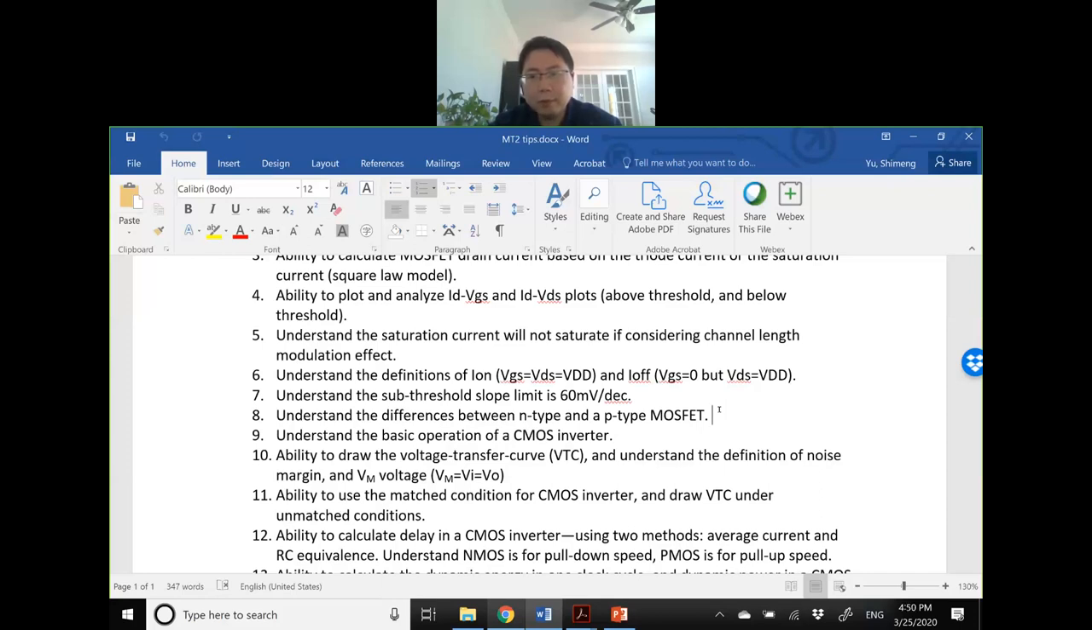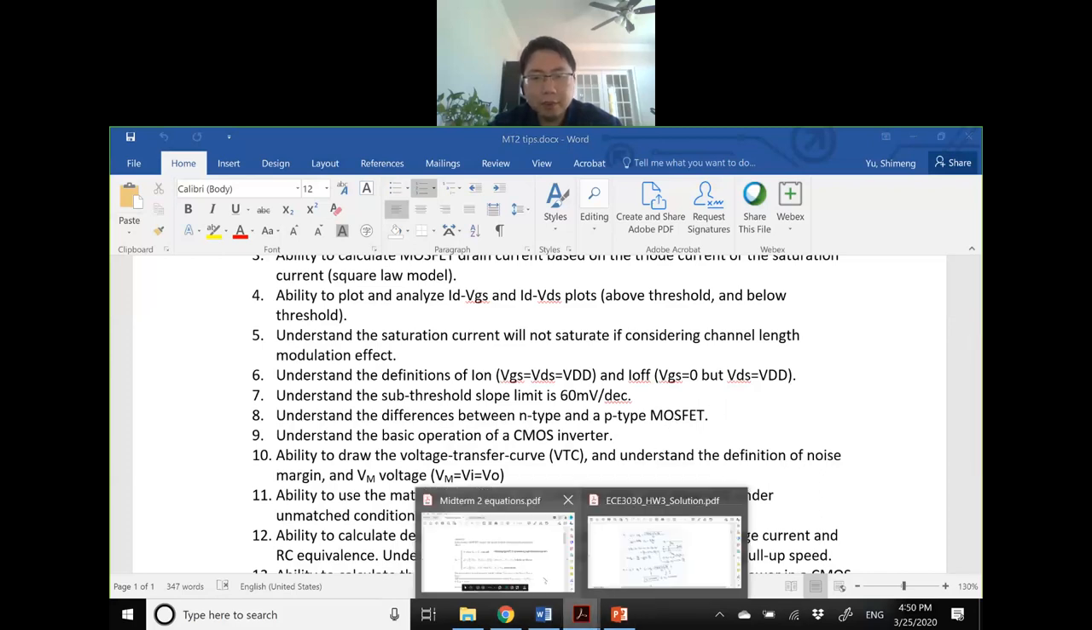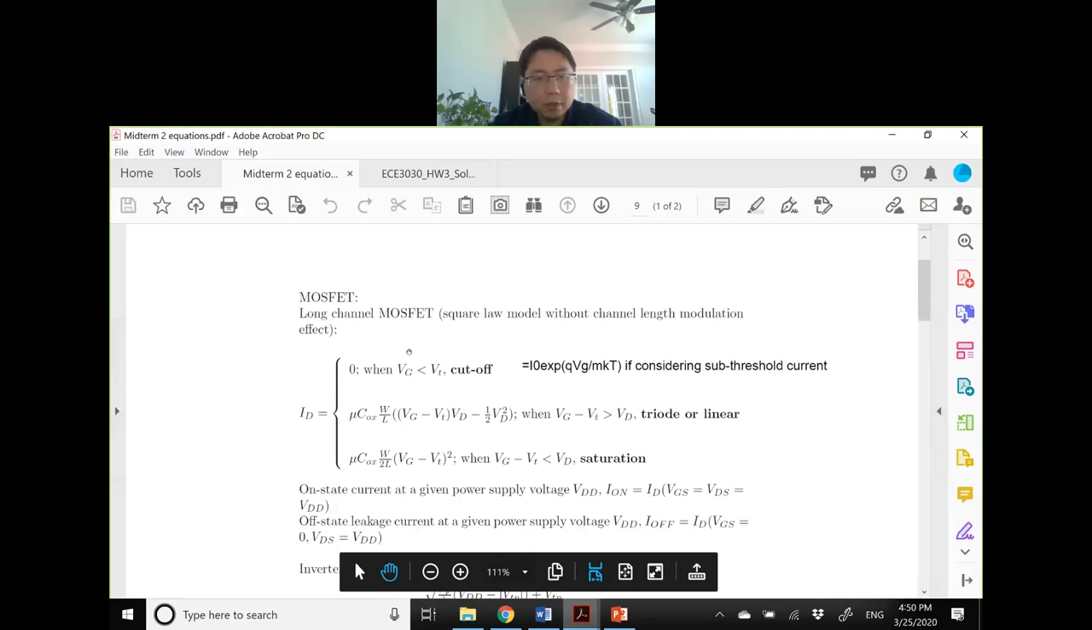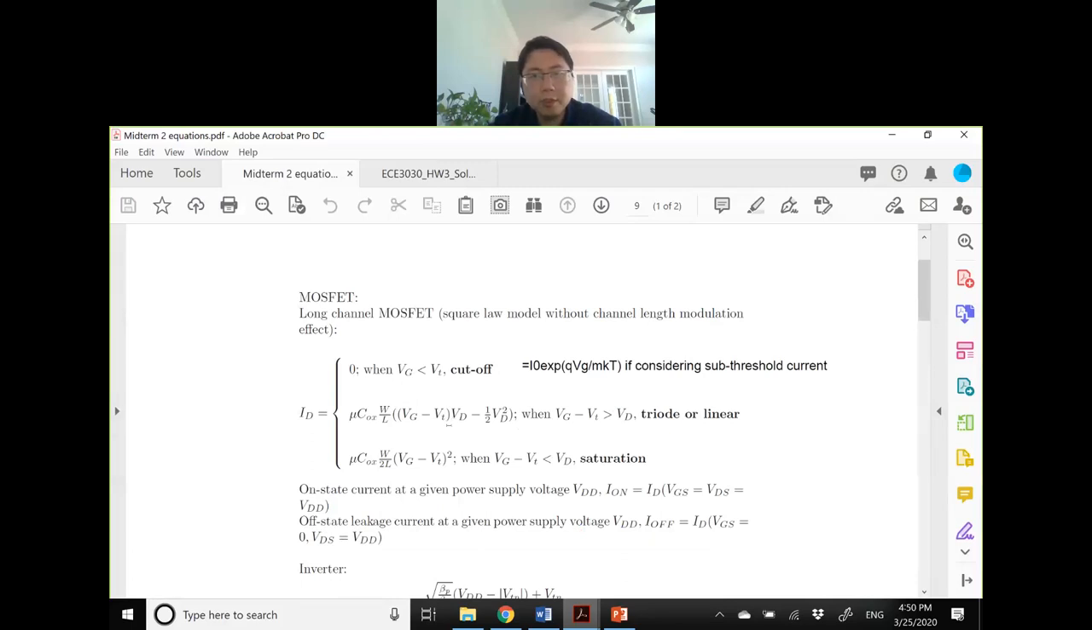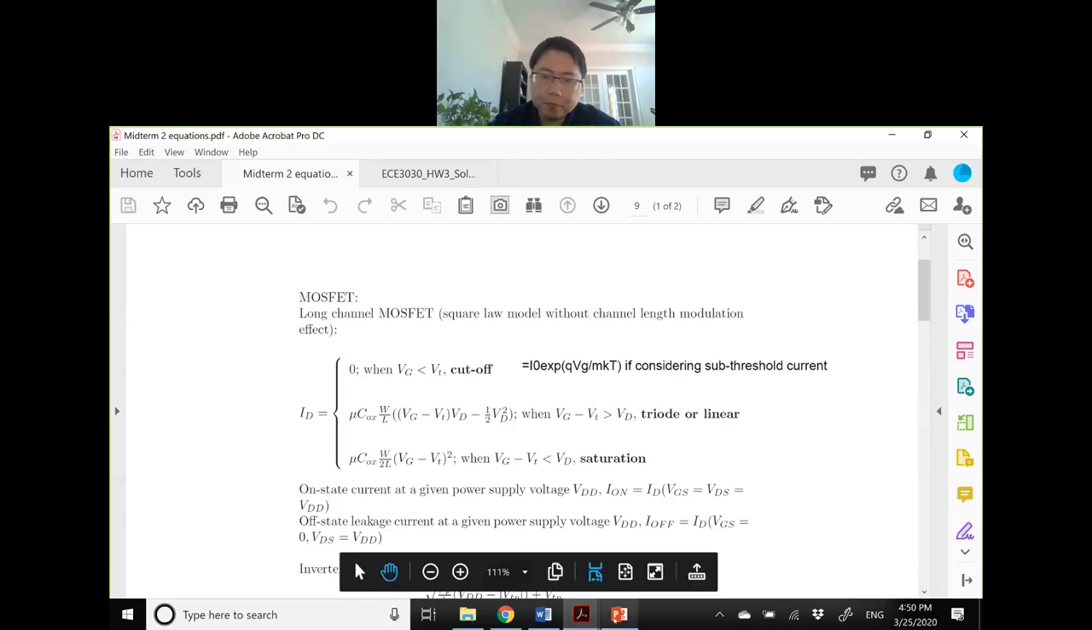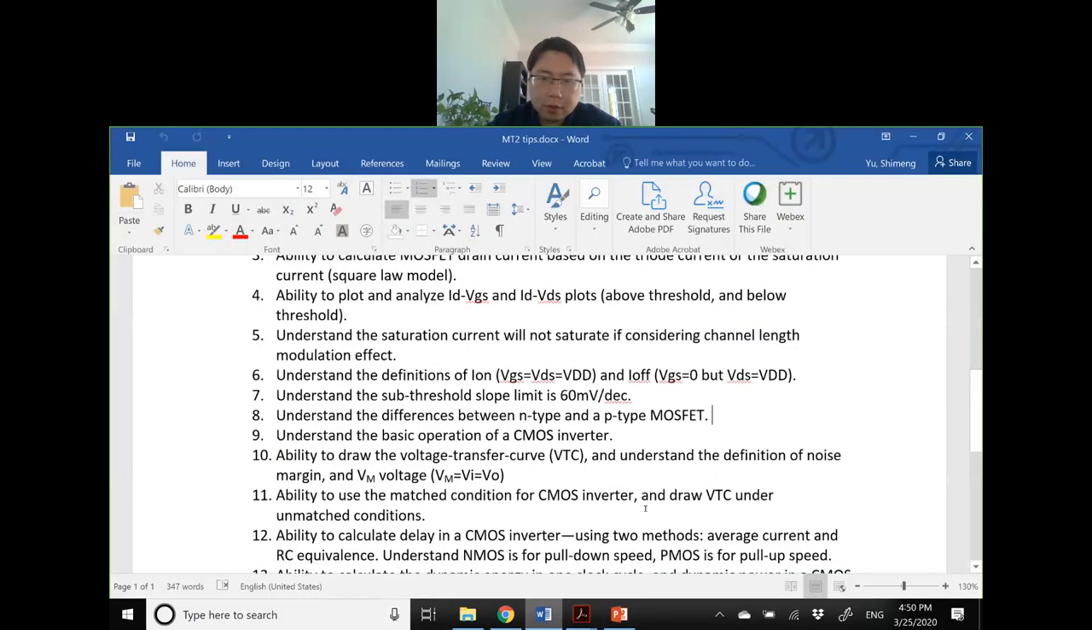If you use the absolute values of VGS, VDS, and threshold voltage, then for the PMOS you can use the IV equations here as well. This is the difference between NMOS and PMOS. And then we talk about the CMOS inverter. If you have an NMOS pull down and a PMOS pull up, you form an inverter. This is to switch your signal from high to low or low to high.